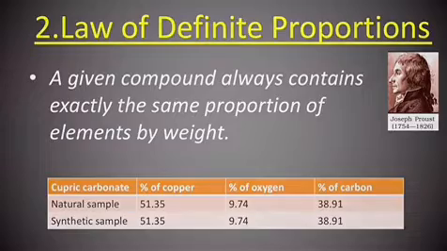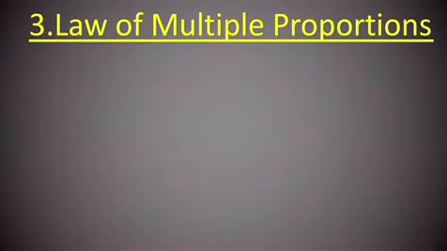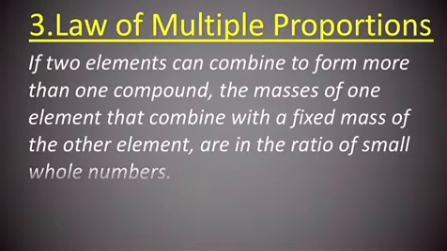Okay, now the third law. The third law is the law of multiple proportions. This law was given by Dalton. This is the statement of this law: if two elements can combine to form more than one compound, the masses of one element that combine with a fixed mass of the other element are in the ratio of small whole numbers.